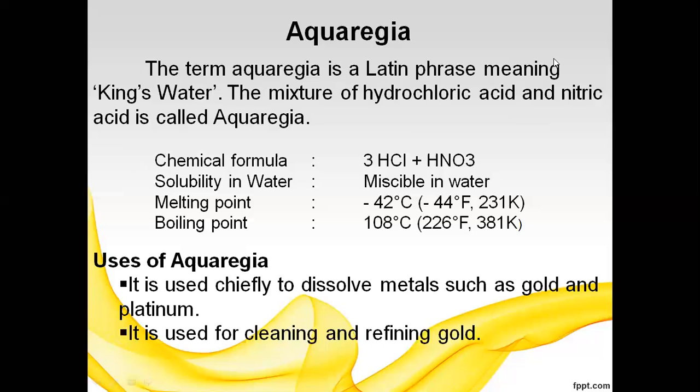So these are the uses of aqua regia. So what are the uses of aqua regia? To dissolve metals such as gold and platinum, and it is used for cleaning and refining gold.